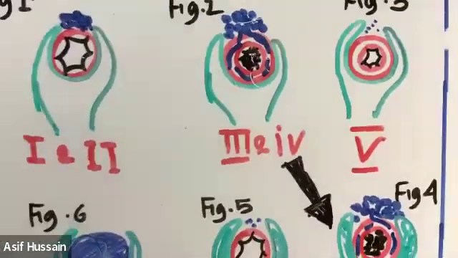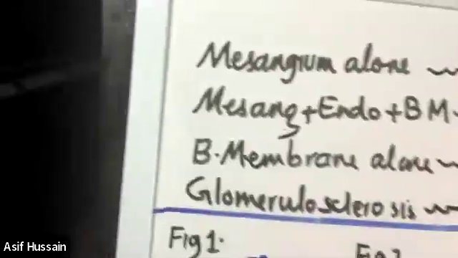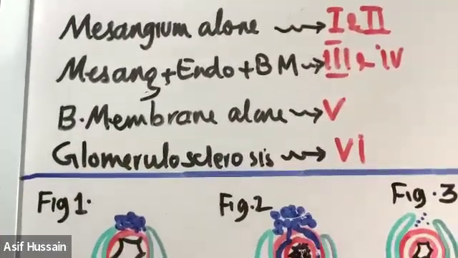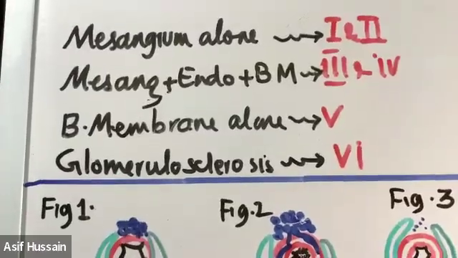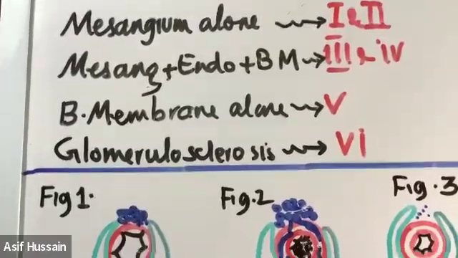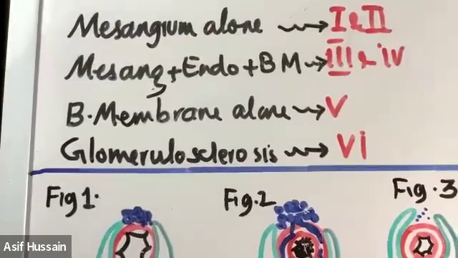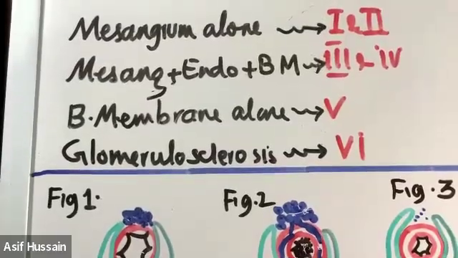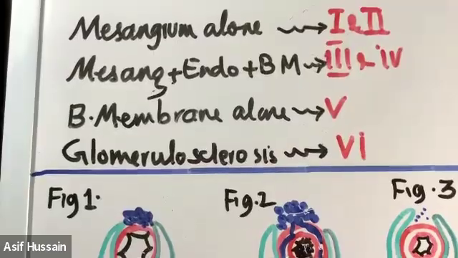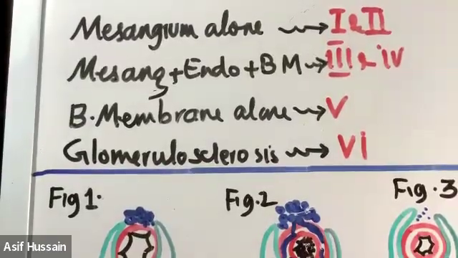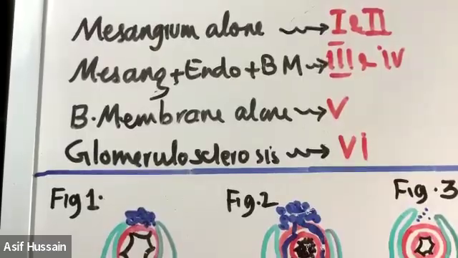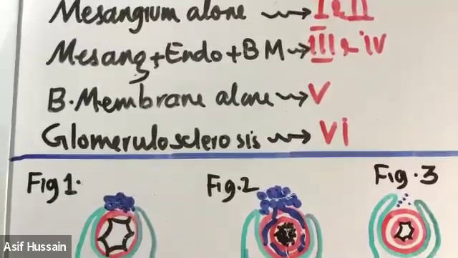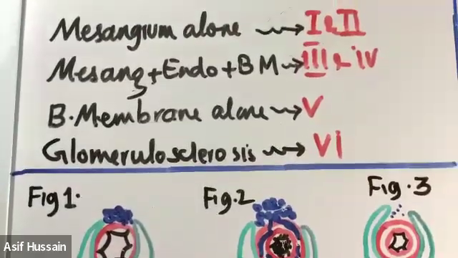Right. So stage 3 and stage 4 are basically mesangial proliferation, endothelial proliferation, and also involvement of the basal membrane as a separate process. And stage 3 and stage 4 are the same, the only difference is stage 3 is focal and segmental. Focal means less than 50% of the glomeruli are involved, and segmental means in the glomeruli which are involved, only a part of each glomerulus is involved, not the full extent of each glomerulus. Stage 4 is diffuse, which means more than 50% of the glomeruli in the biopsy specimen are involved.